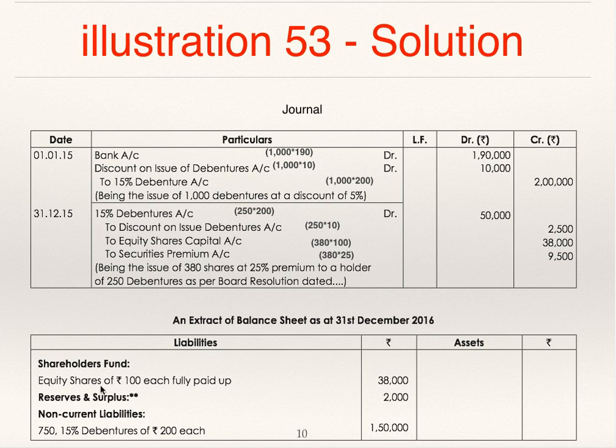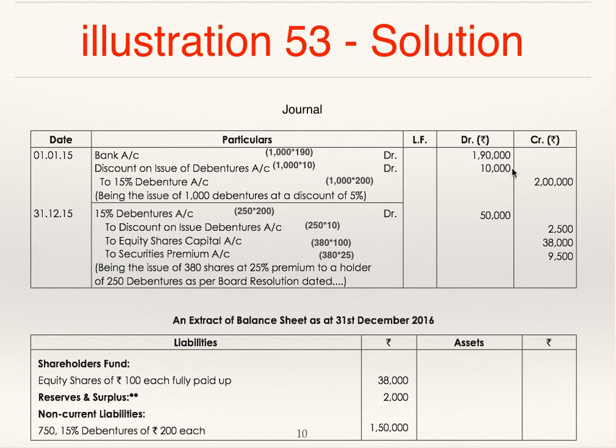Now extract of balance sheet, equity shares of 100 each fully paid 38,000. 38,000 equity share capital, assuming that there was no equity capital in the balance sheet earlier. So whatever has been converted, only you will find here. Non-current liabilities 750, 15% debentures of 200 each, 1,50,000. Why? Issued debentures 1,000, out of that 250 redeemed, so remaining are 750. Now how this 1,50,000 has come, how this 2,000 has come under reserves and surplus, that I will explain.